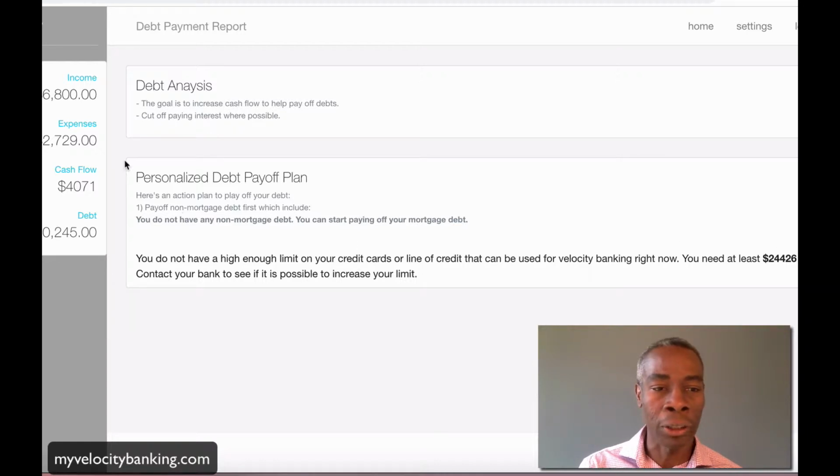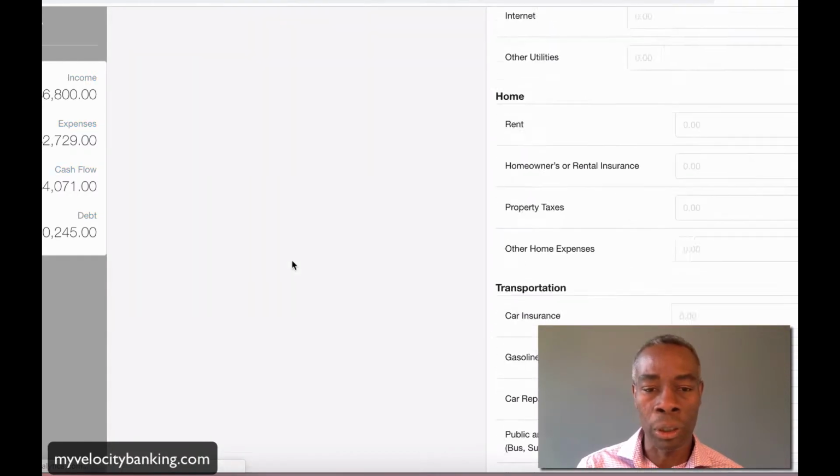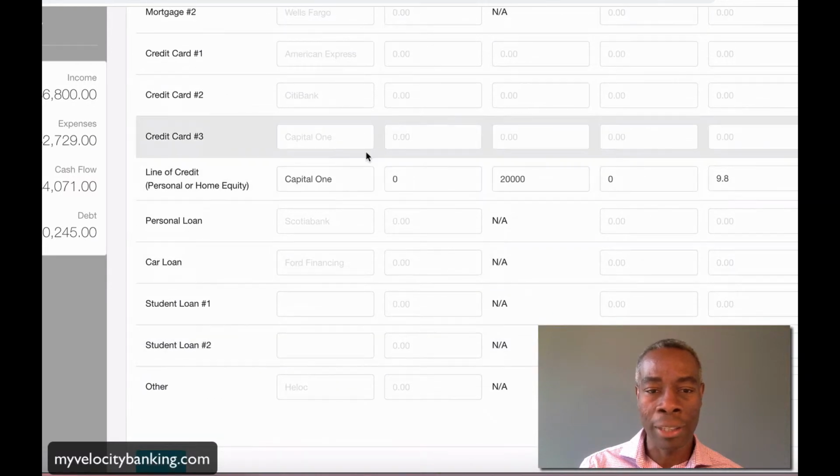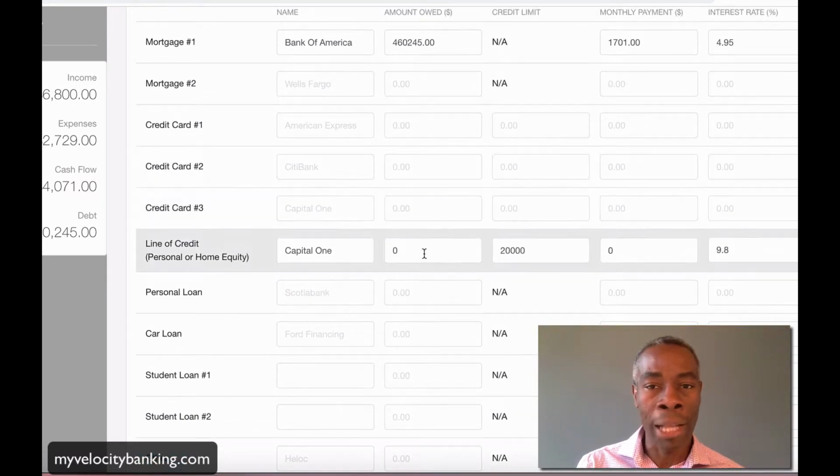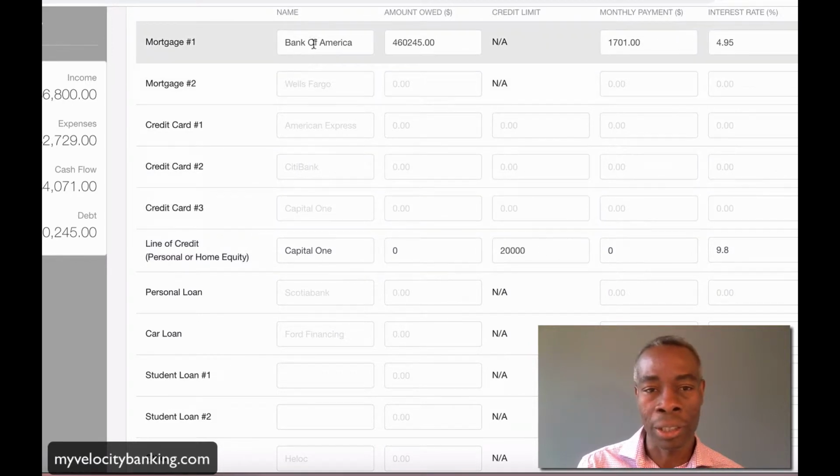If we look at her expenses, we'll see that she's got this Capital One credit card, no balance on it, and a credit limit of $20,000. This is the Bank of America mortgage that she's trying to pay off.